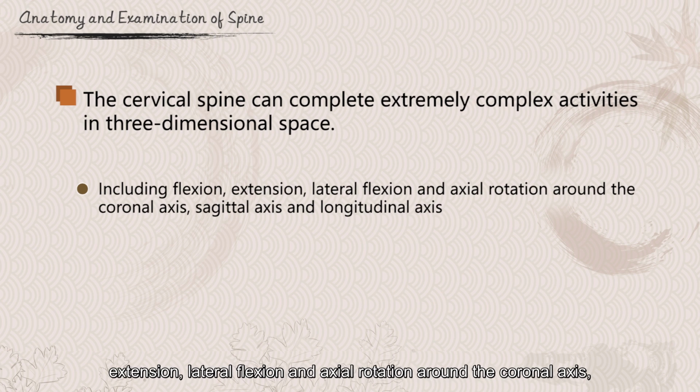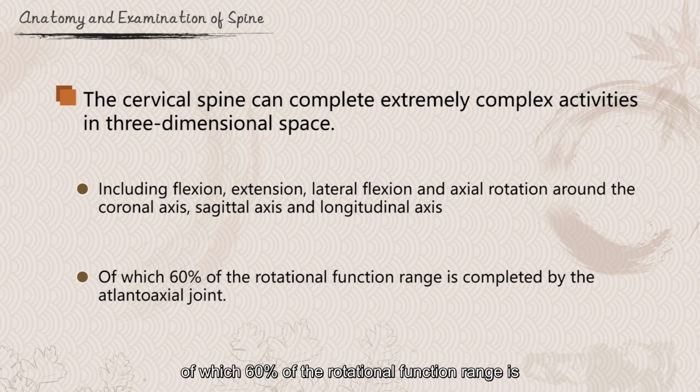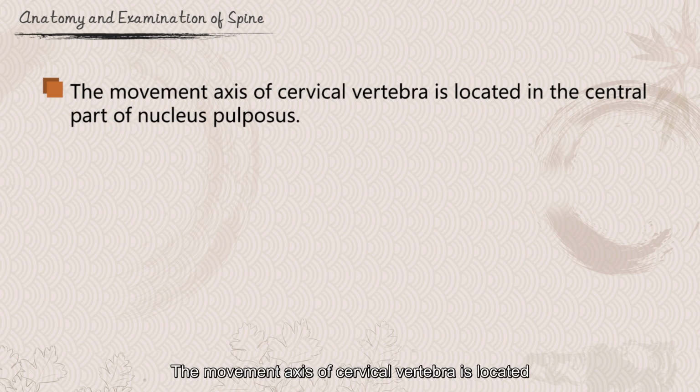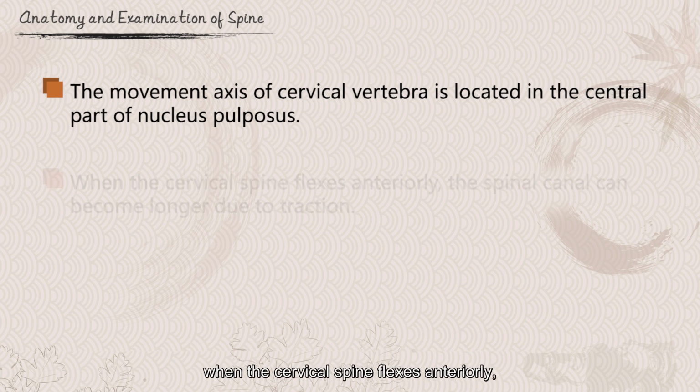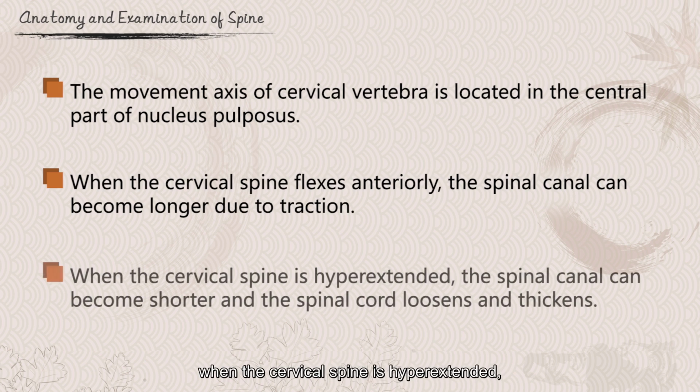around the coronal axis, sagittal axis and longitudinal axis, of which 50% of the rotational function is completed by the atlantoaxial joint. The moment axis of cervical vertebra is located in the central part of nucleus pulposus. Therefore, when the cervical spine flexes anteriorly, the spinal canal can become longer due to traction. Conversely, when the cervical spine is hyperextended, the spinal canal can become shorter and the spinal cord loosens and thickens.